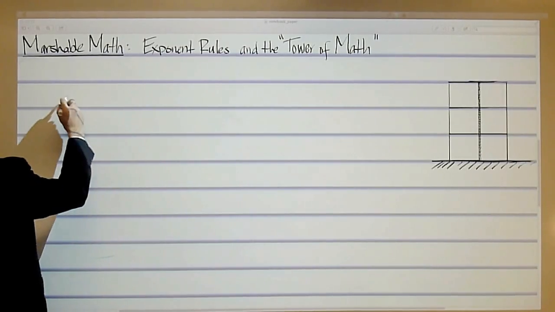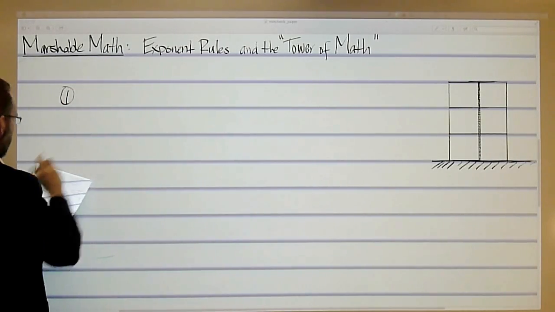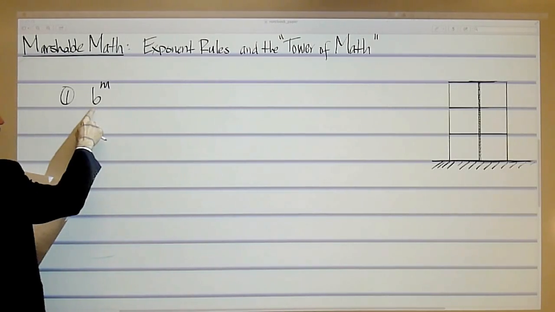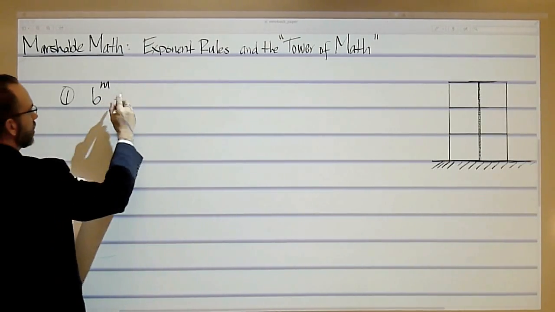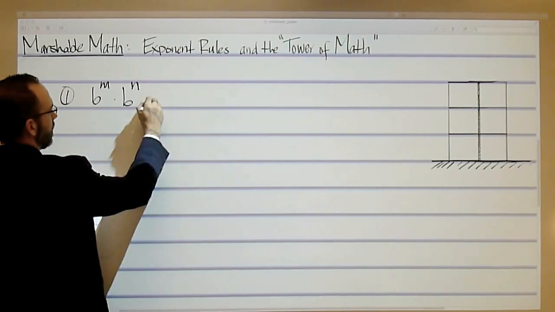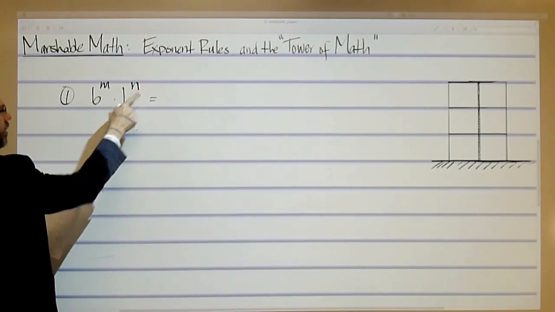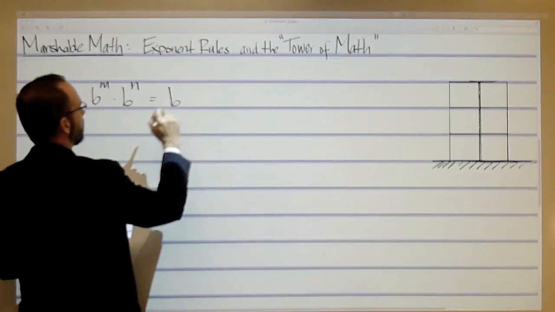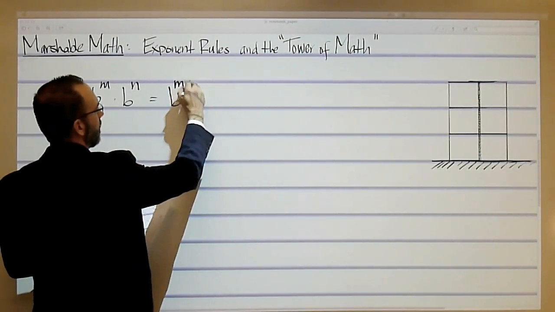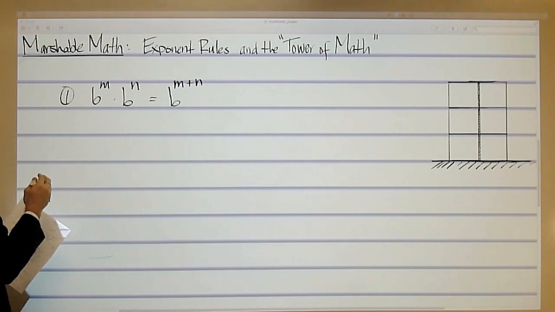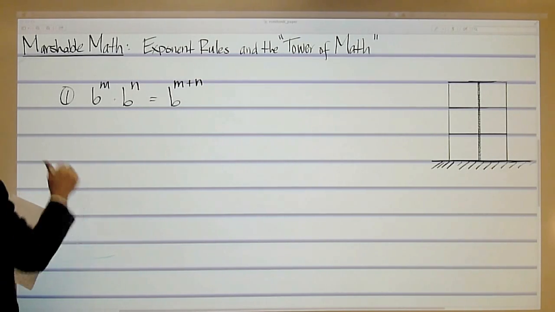But the first rule would be this. We would say that b to the mth power, in other words, this is the base, that's the exponent, multiplied by b to the n, as in November, is equal to, what do you do to the exponents when you are multiplying the bases? Well, you'd add them, right? So b to the m plus n. Maybe we would call that the product rule.